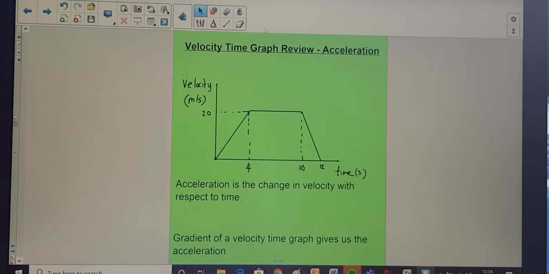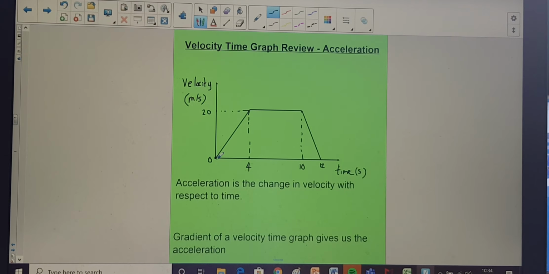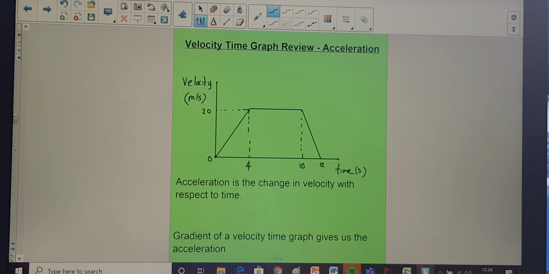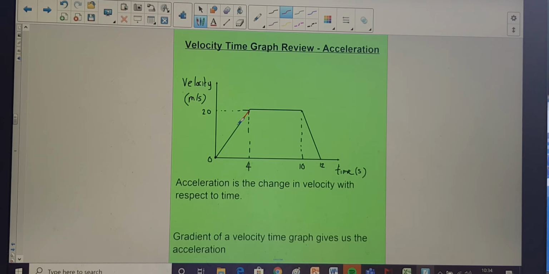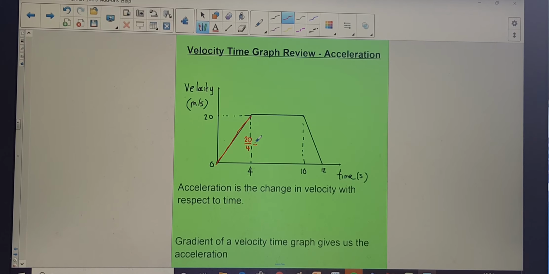So let's just look at this. I'm going to say that this thing is accelerating, because its velocity is increasing with respect to time. It accelerated from 0 to 20 meters per second. In order to work out the acceleration for the first 4 seconds, I would work out the gradient. The gradient of the velocity time graph gives us the acceleration. So I know it's gone 20 up and 4 across.